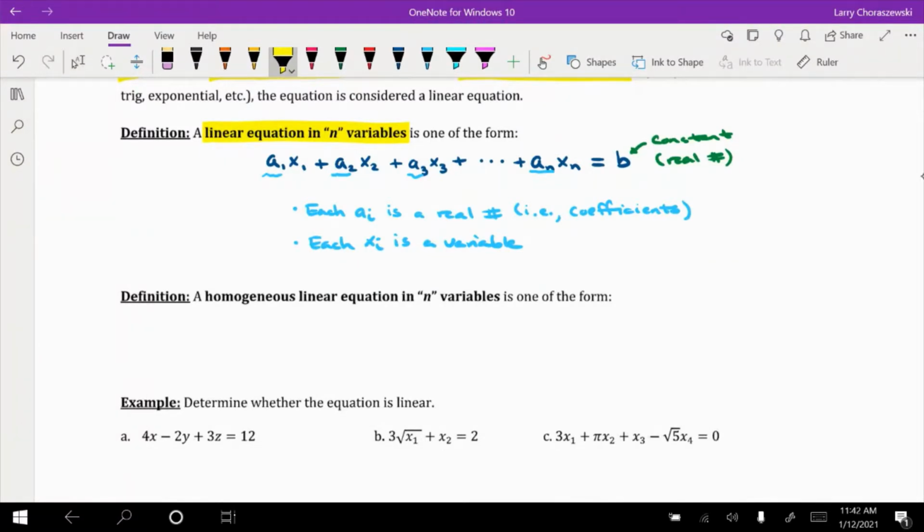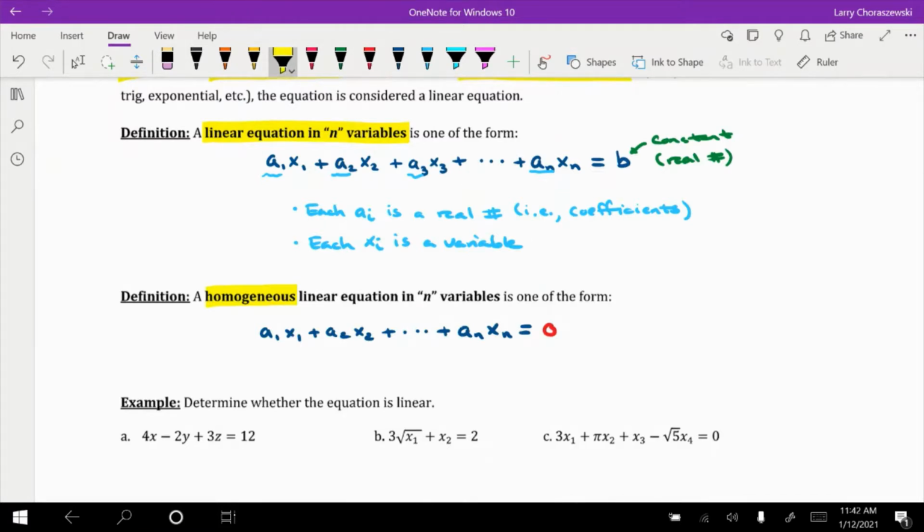So we're now going to look at what's called a homogeneous linear equation in n variables. Now, the left-hand side of what we just wrote out will remain the same. So I'll still have those terms a sub 1, x sub 1, plus a sub 2, x sub 2, so on and so forth, all the way down until we get to a sub n, x sub n. But a homogeneous linear equation has a particular value of b on the right-hand side, and that particular value is the number 0.